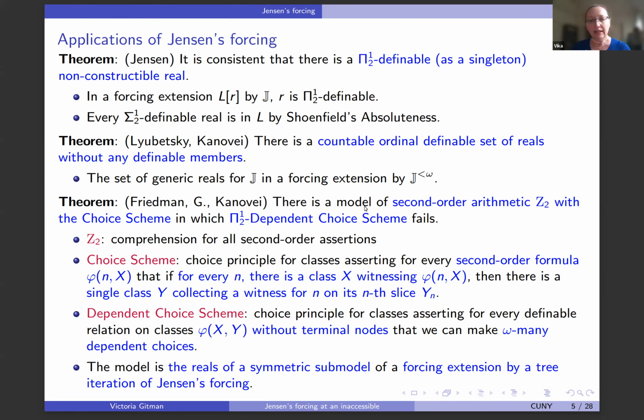Okay, and then this is the application that was of interest to me. So let me give a background to this whole thing. I was interested in the following question: if you have the second order set theory Kelley-Morse with the choice scheme, does it also prove the dependent choice scheme? In order to answer the question, I tried to see what the situation was in models of second order arithmetic, because a lot more work is done in second order arithmetic than in second order set theory.